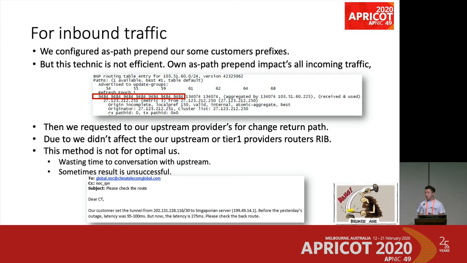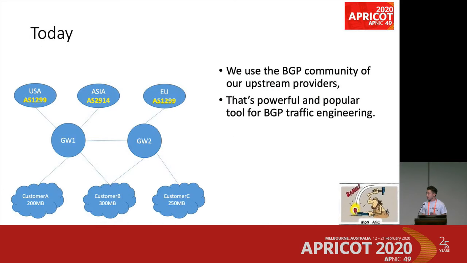For inbound traffic, we used AS path prepend. But AS path prepend is not efficient for us, because it impacts all inbound traffic for the customer. We also contacted our upstreams and the destination sites, the content providers, but it was a waste of time with long conversations, and often the results were unsuccessful. So today we use BGP communities, the upstream's predefined BGP communities. BGP communities are very powerful, useful and helpful for our BGP traffic engineering.